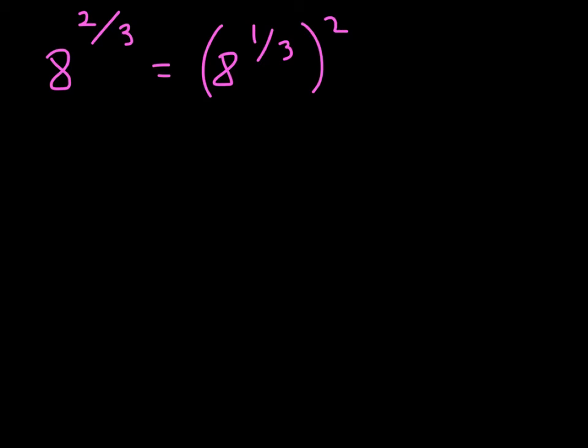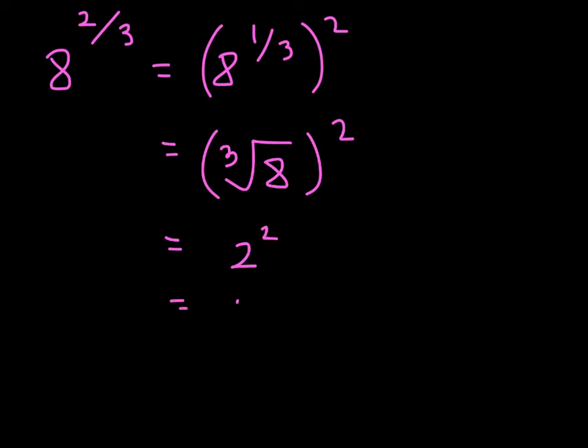And then this inside the parentheses can be rewritten to mean the cube root of 8. And then don't forget quantity squared. And then the cube root of 8 is 2, and that has to be squared. So the evaluation would be 4. So notice that this notation, 8 raised to the 2/3 power, means find the cube root of 8 and then square it.